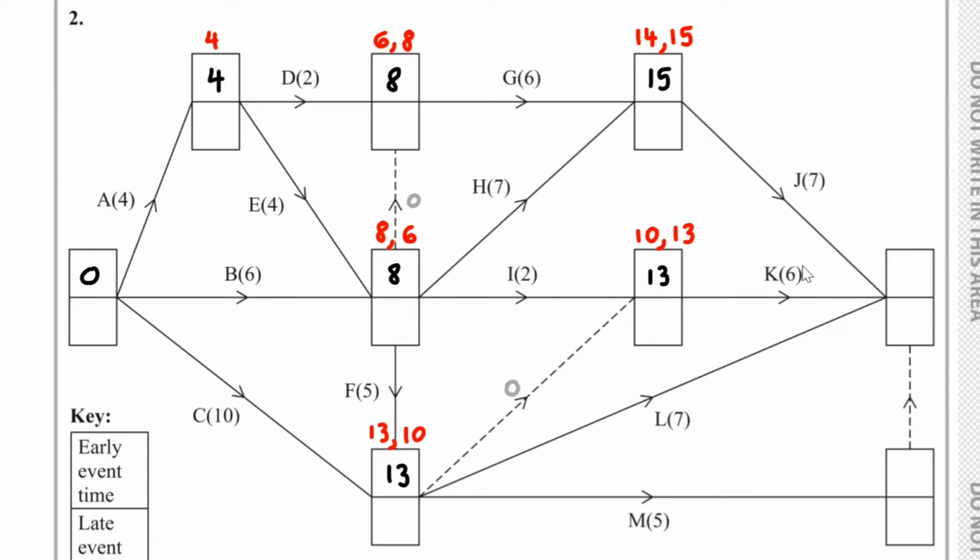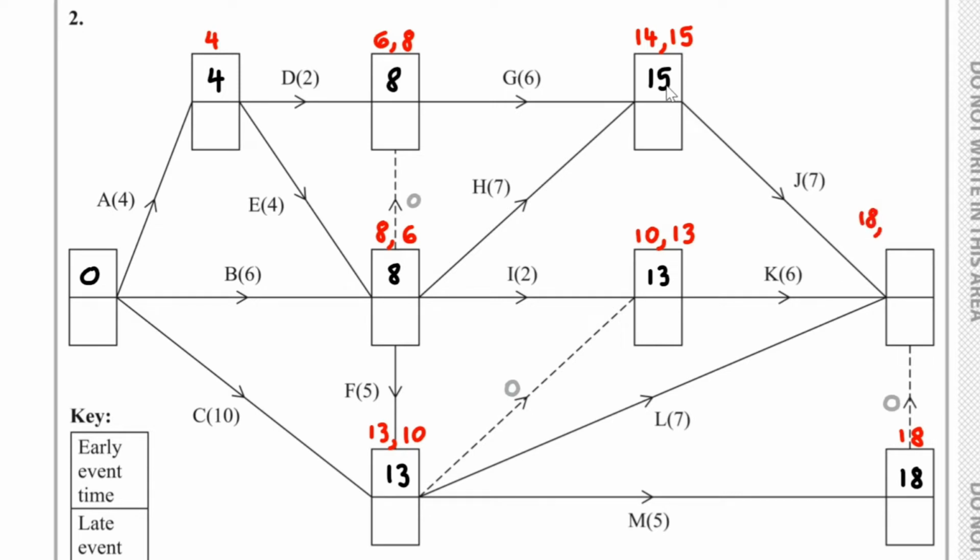Now, what goes inside here? We have the 13 plus the 5, which is 18. Nothing to compare it with. 18 goes here. And now in this final box we have 18 plus the weight of the dummy, which is 0. That gets us 18.